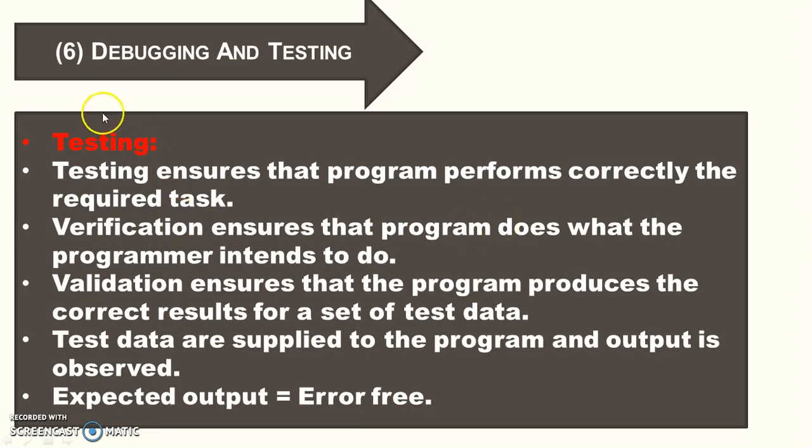Next, let's discuss testing. Testing means your program should work properly for all input test cases. Testing ensures that the program performs the required task correctly. Verification ensures that the program does what the programmer intends it to do. Validation also ensures that the program produces the correct result for a set of test data. Test data are supplied to a program and the output is observed. If your expected output is produced without any error, that means your program has executed successfully.